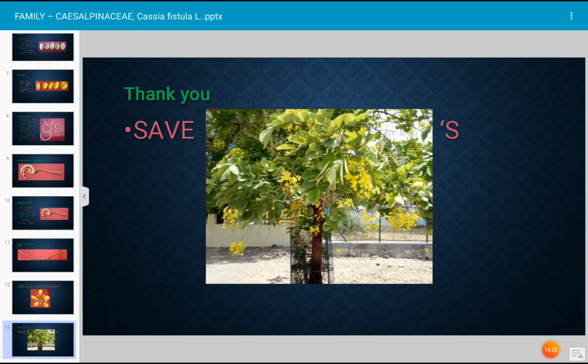Next, this is the tree of Cassia fistula. This is a photograph taken from the University campus, Dr. Babasaheb Ambedkar Marathwada University campus. Several plants are planted by the Department of Botany. Very beautiful plants are present in the campus of Dr. Babasaheb Ambedkar Marathwada University, Aurangabad.